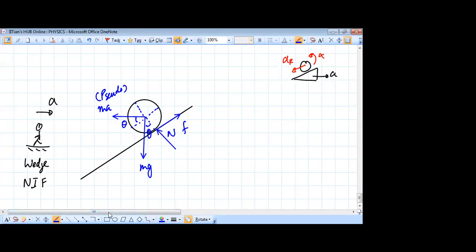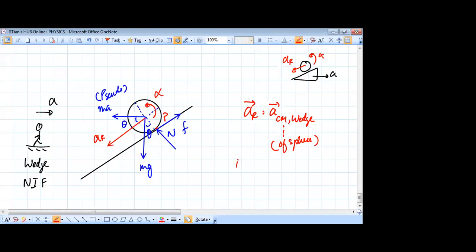These are the forces. And in this frame, this will be having a relative acceleration along this direction, and an angular acceleration in this direction. And the point of contact should have zero tangential acceleration. So this A relative is the acceleration of center of mass of the sphere with respect to the wedge. So that is what this relative acceleration is.